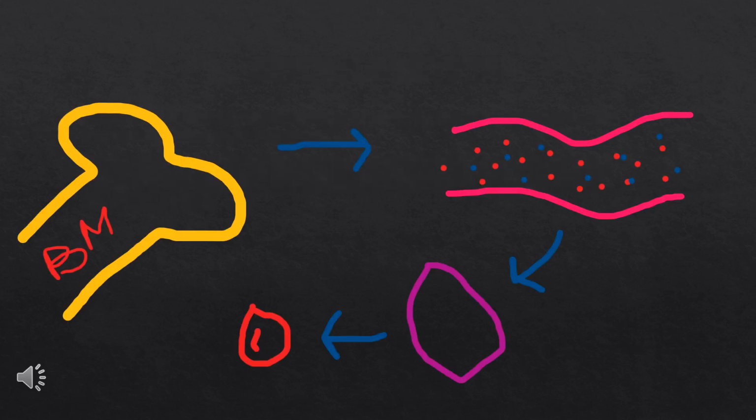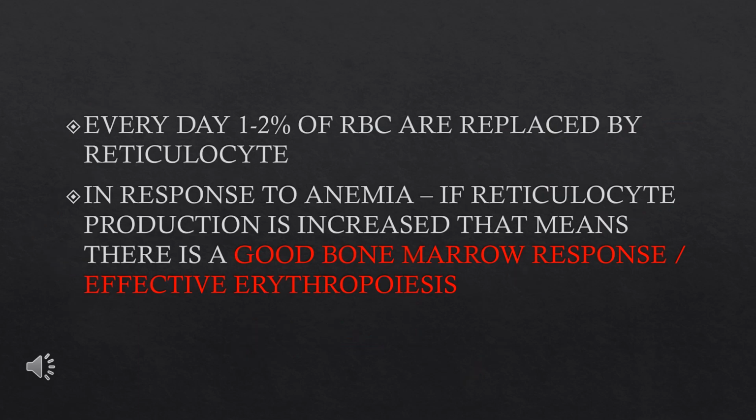In this process, from your bone marrow, it releases your reticulocyte to your bloodstream, and then it goes to the spleen, here, the purple one, and then after that, it becomes a mature RBC. All of this process takes only 24 hours. So every day, 1 to 2% of your red blood cells are replaced by your reticulocytes.